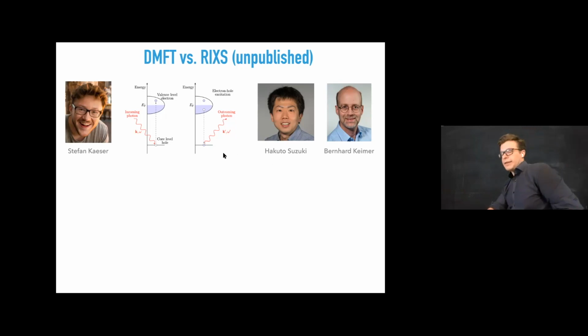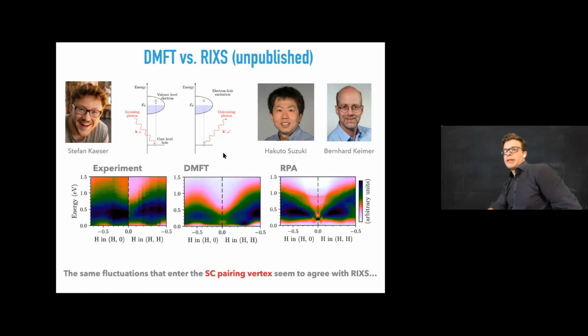And here, this is a flash of the comparison of experiment on the left-hand side and the DMFT results for which we have estimated the matrix elements by means of combining the spin and orbital response, the dynamic spin and orbital response functions. And this looks actually quite good because this tells us that the stuff that enters the pairing vertex seems to be in agreement with the RIXS experiments.